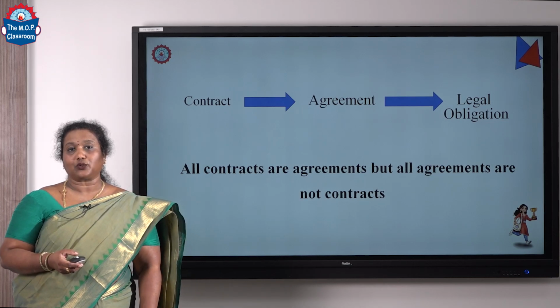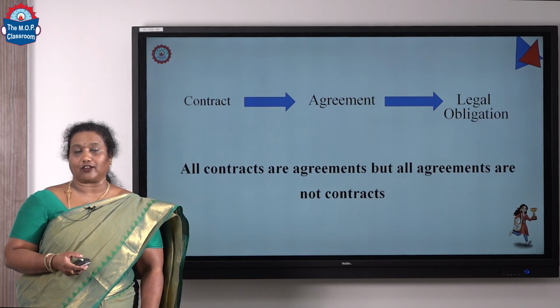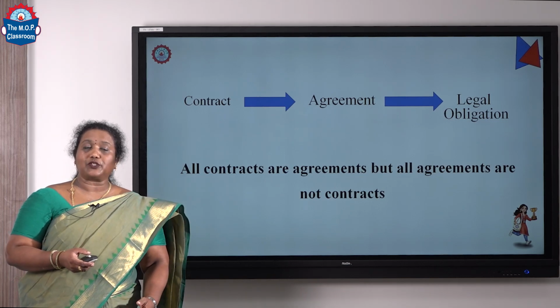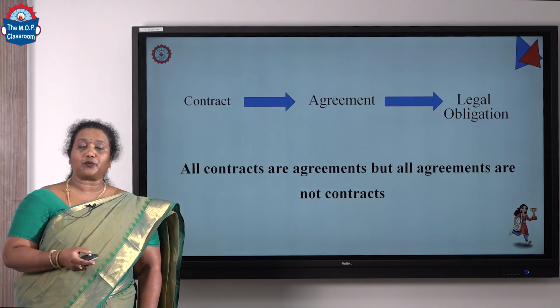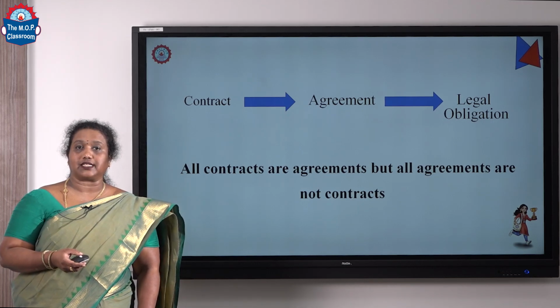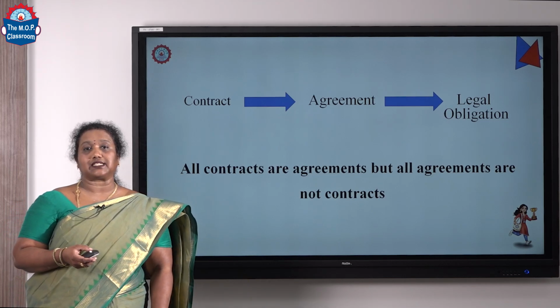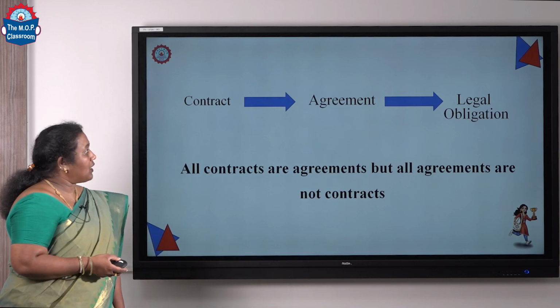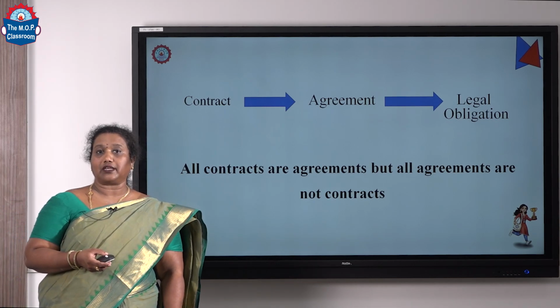There are two kinds of obligations: one is social obligation and the other is legal obligation. The agreement which gives rise to a legal obligation is enforceable by law. The agreement which gives rise to a social obligation is not enforceable by law. When I say not enforceable by law, it means it's not a valid contract. Let me explain with an example what a social obligation and a legal obligation are.